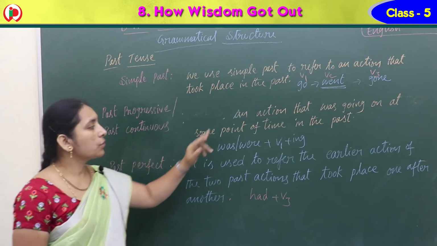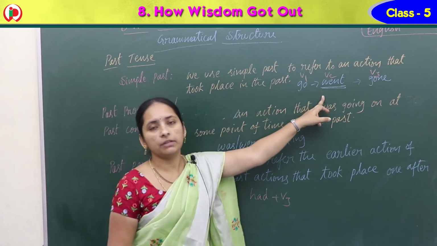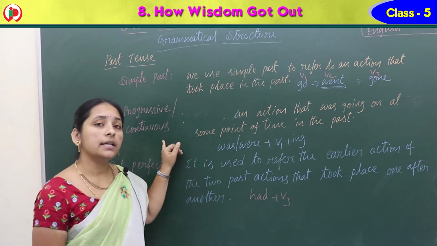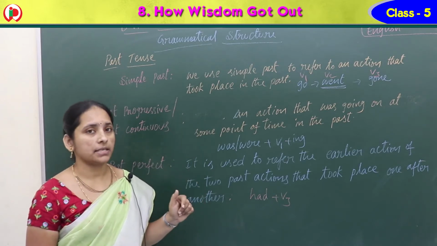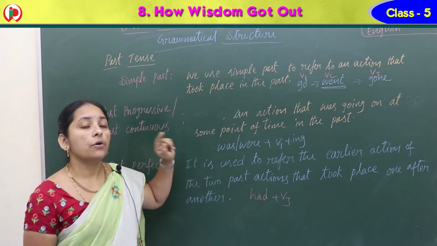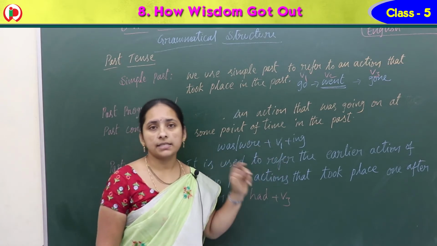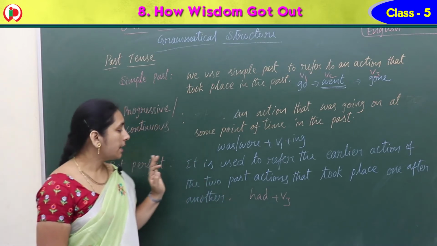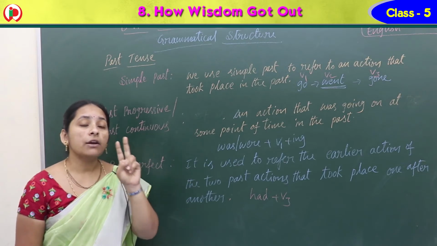Simple past means we should write the V2 form of the verb. It is an action completed in the past. Past continuous means the action continued at some time in the past, so we write it in the past continuous or past progressive. How can we write that? Was or were plus V1 plus ing. For the first form V1, we should add ing. And past perfect is used for the earlier of the two actions.